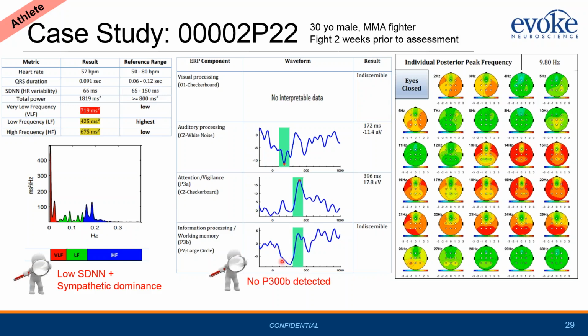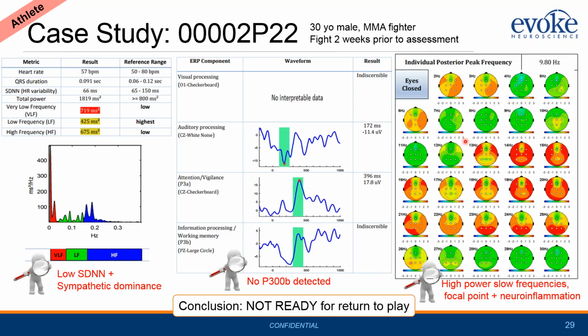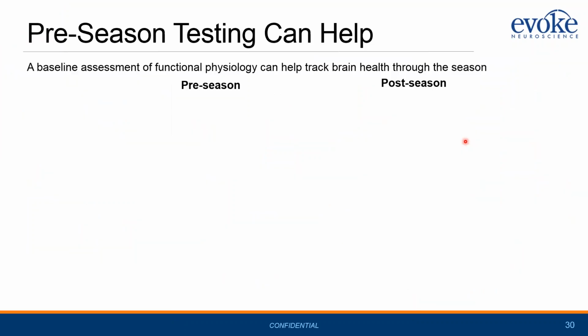So I'm very concerned with the lack of a P3B. And when I look at our head maps, I see high power in our slow frequencies with a focal point, and I see a lot of neuroinflammation. So I'm really concerned with that. He's definitely not ready to return to the ring. He had a big fight, he took some major hits, and his brain is still recovering. So when it comes to athletes, preseason testing can be really helpful, and getting a baseline assessment of functional physiology can help track brain health through the season.